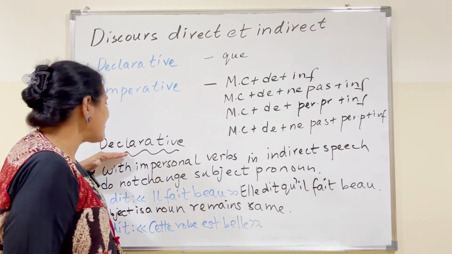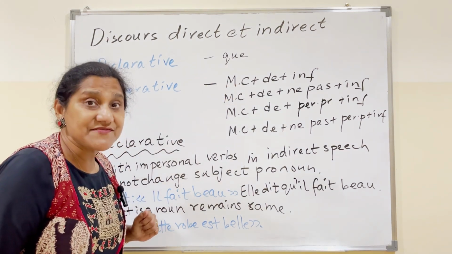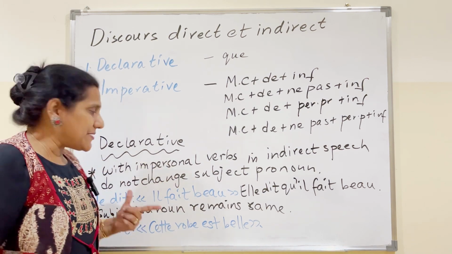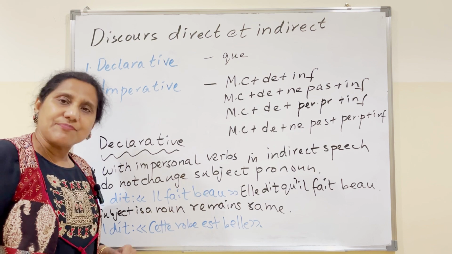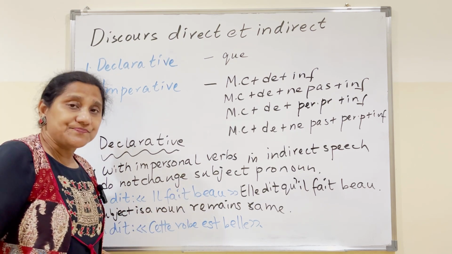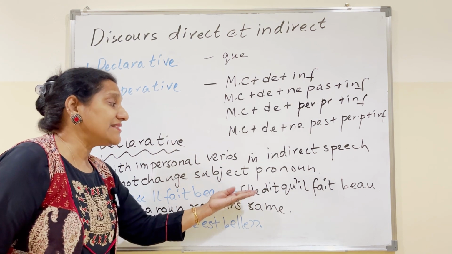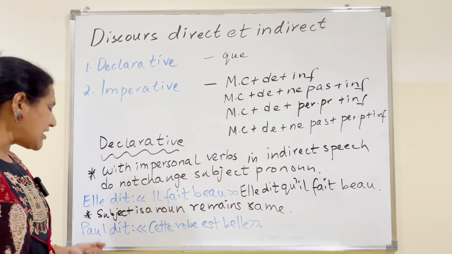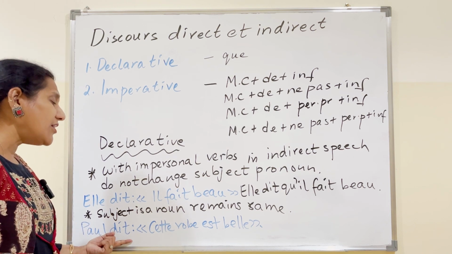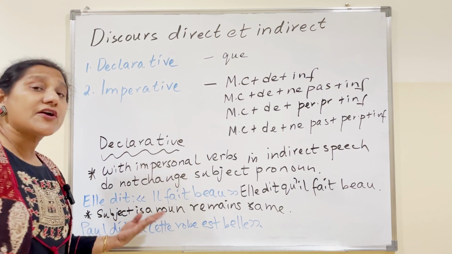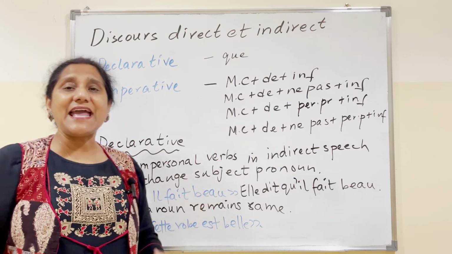But something that we have to be very careful about with declarative sentences is, with impersonal verbs in indirect speech, do not change the subject pronoun. Let's take an example. Elle dit, il fait beau. Answer will be elle dit qu'il fait beau. Another one is when the subject is a noun, it remains the same. For example, Paul dit, cette robe est belle. Paul dit que cette robe est belle.